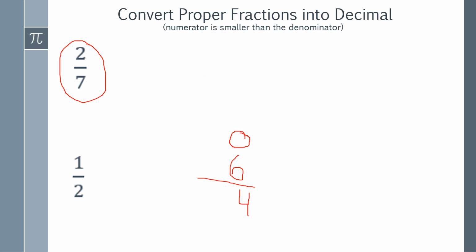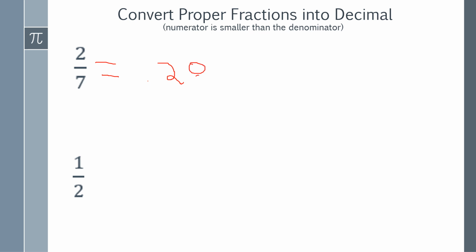Let me go ahead and write my equal sign here, and get rid of that too. We don't need that anymore. So that equals 0.28. You might need to put that leading 0 in there.